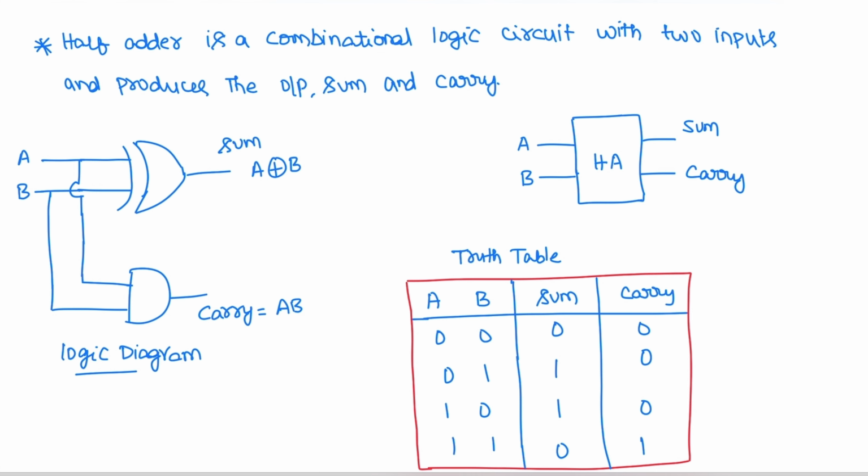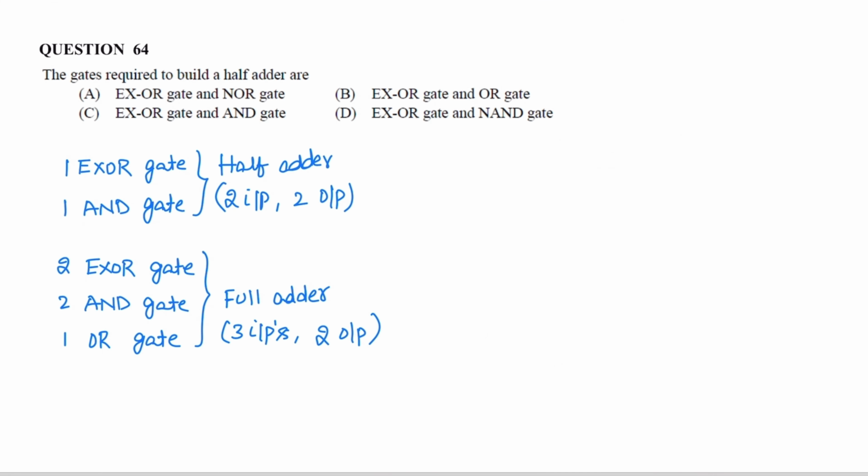The half adder circuit consists of an XOR gate and an AND gate. The sum expression is equivalent to A XOR B, and carry is equivalent to A AND B, that is AB. And this is the truth table of the half adder. So the gates required to build a half adder are one XOR gate and one AND gate. So the correct option is C.